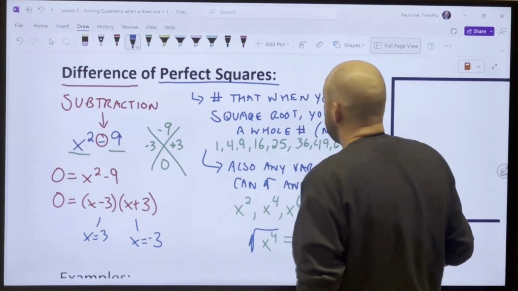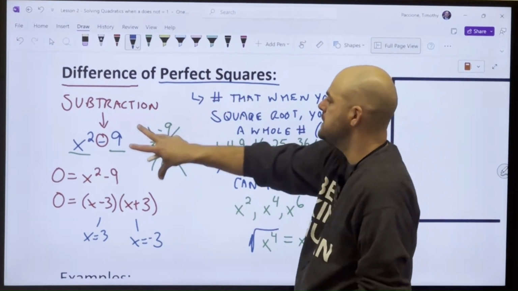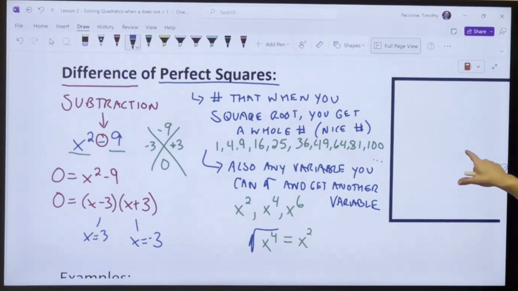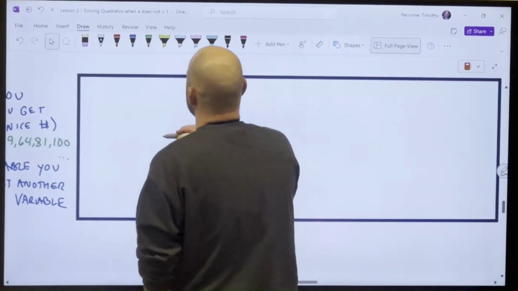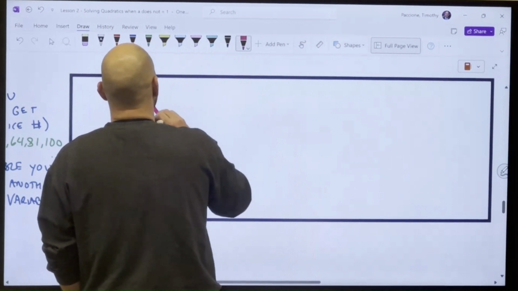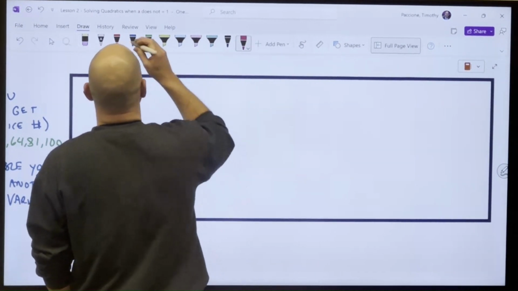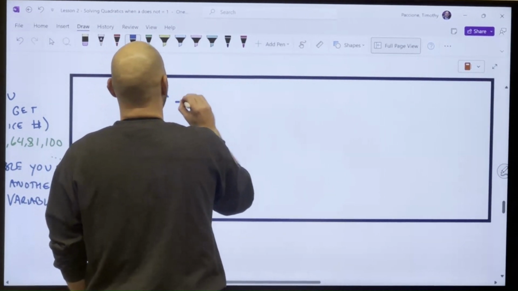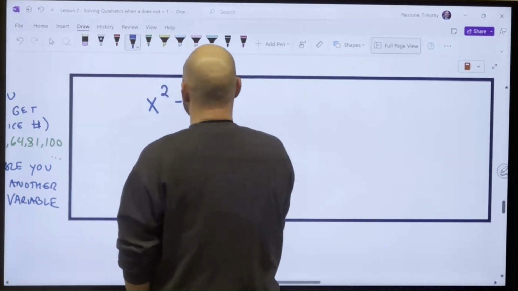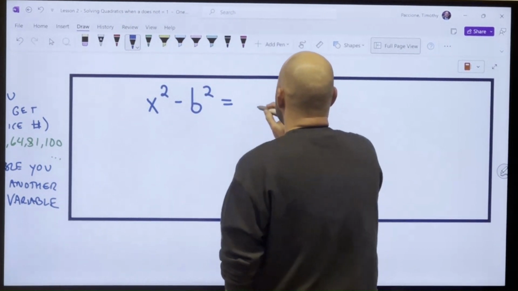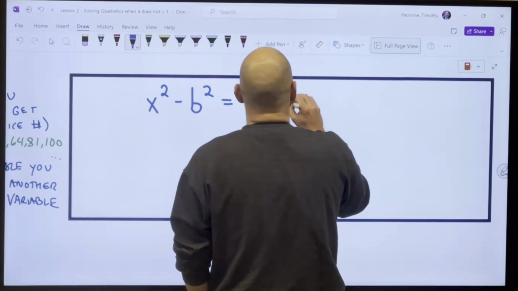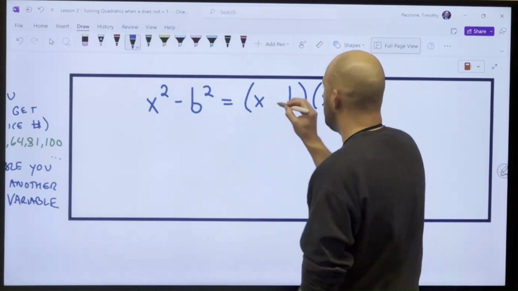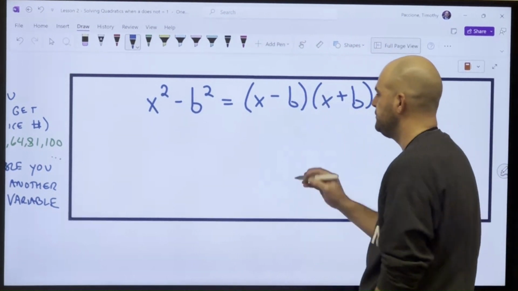So we're going to define this whole thing, but this is basically the pieces and an example. Now we'll give the formal definition. The formal way that you can write this is x squared minus b squared, right? So you have two perfect squares. That b would usually be a number. It's always going to be x and b, so the square root of both, minus and plus every time, okay?